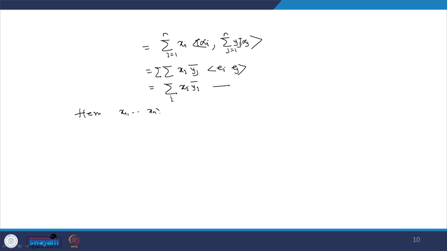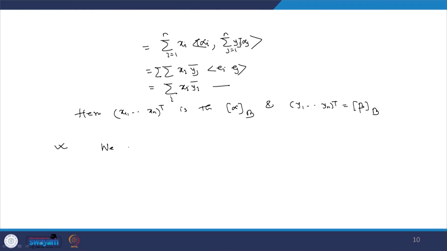Here, x1 to xn transpose is the coordinate matrix of alpha with respect to the ordered basis B, and y1 to yn transpose is the coordinate matrix of beta. So, we are getting an inner product from the information that an inner product is defined over W equal to Fn. From that I am able to introduce an inner product over the space V. So, these are the definitions and some examples of the inner product.